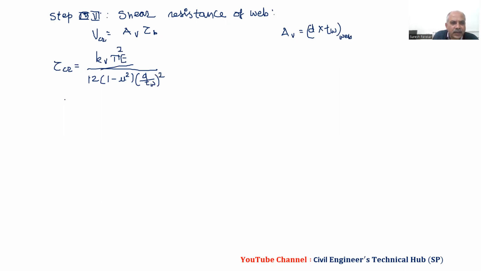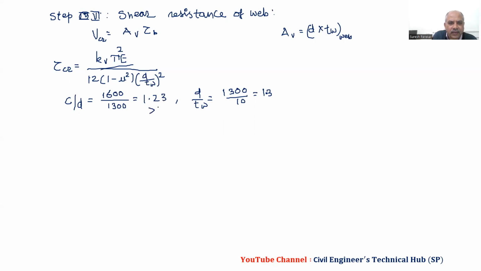Now we have to find kV, which depends upon C by D, and we have the value of C by D. C we have 1600 and D we have 1300. So this value comes 1.23. And D by TW, actually, D we have 1300 and TW 10. So we will get it as 1.3. And then we will substitute these values in this equation.